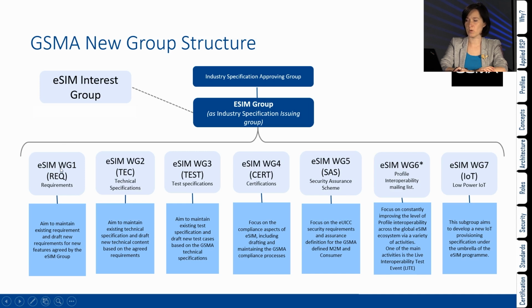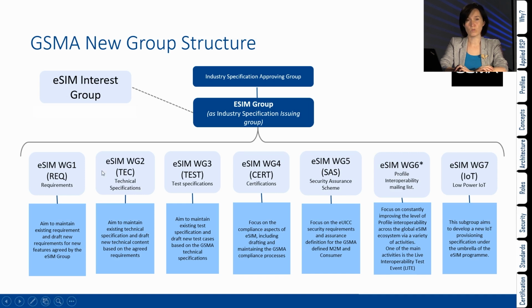So let's start with working group 1. It was partially the former requirements group. It was different for consumer device and M2M, but from the meaning it is common to name this group the requirement group, the REC group, because yes, they are defining the requirements. They aim to maintain existing requirements and draft new requirements for new features agreed by the eSIM group.